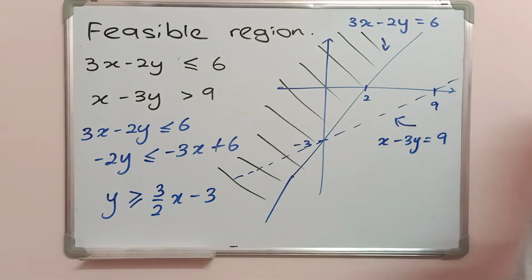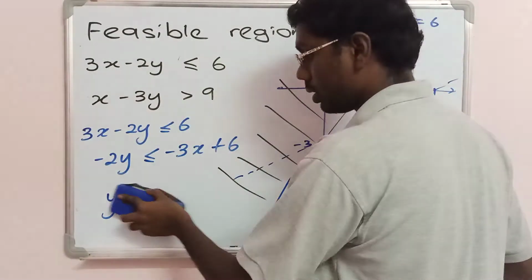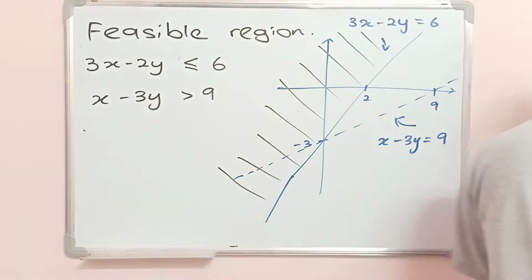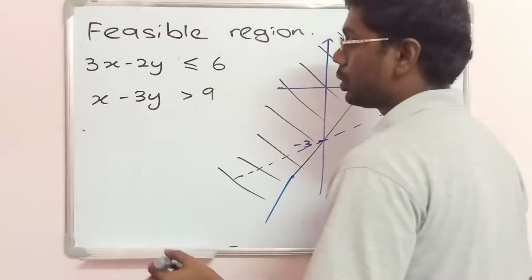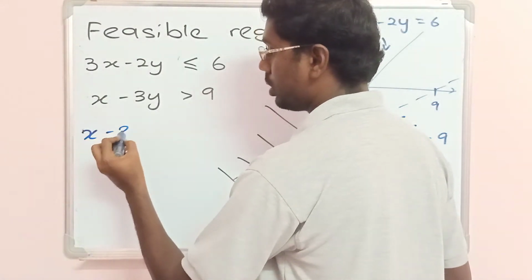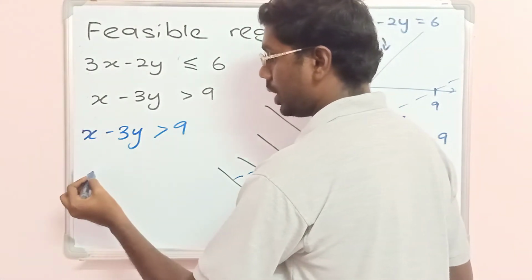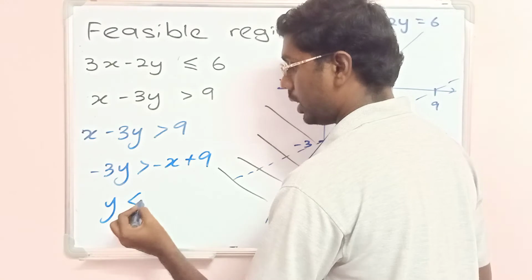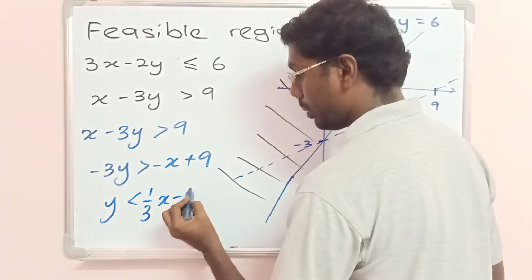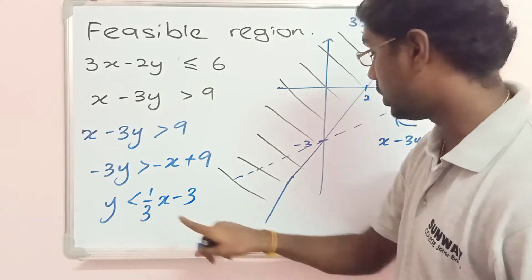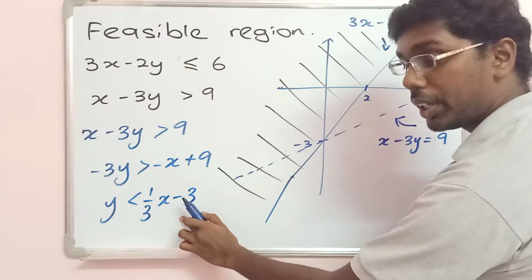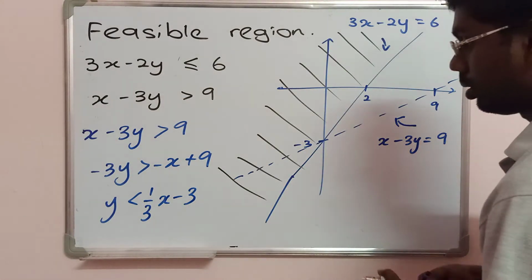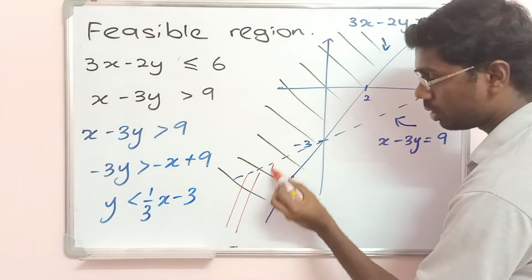Okay, this is our first equation, and then for the second equation, it's going to be something like this. For example, x minus 3y greater than 9, so you rearrange to 3y less than negative x plus 9, so y less than 1 over 3x minus 3. So it is less than, so this is the line for this particular equation. Less than means it's going to be below, so it's going to be here somewhere.